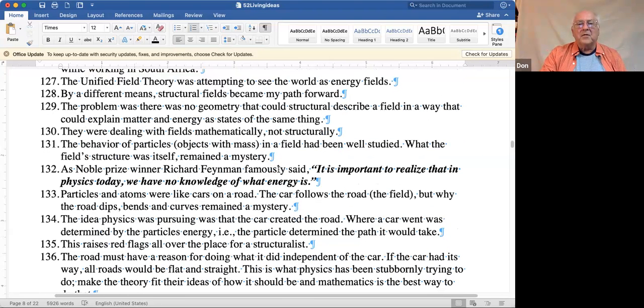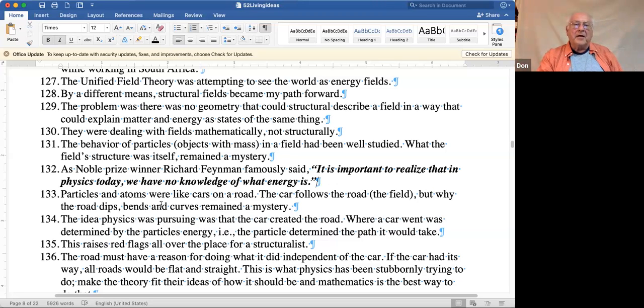Nobel Prize winner Richard Feynman famously said, "It is important to realize that in physics today, we have no knowledge of what energy is." And that statement really knocked me over when I read that, because the universe is nothing but energy. And yet we have no knowledge of what that energy is. And this is a top line physicist talking here.